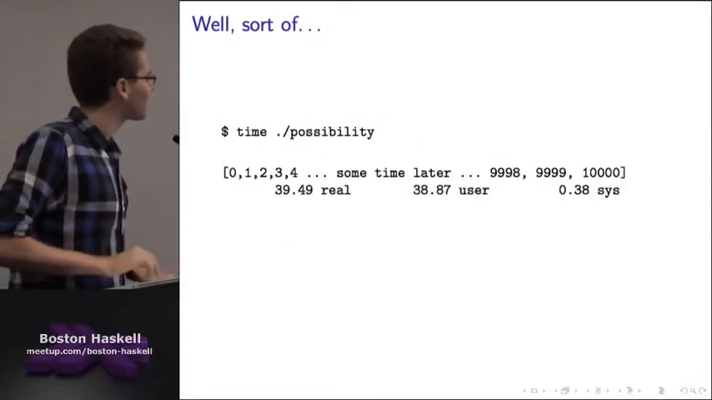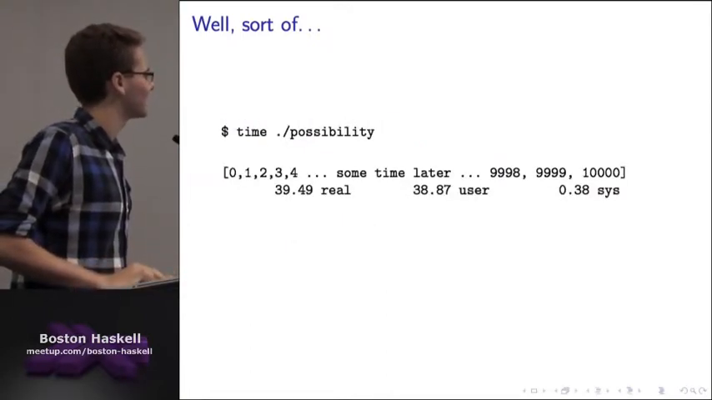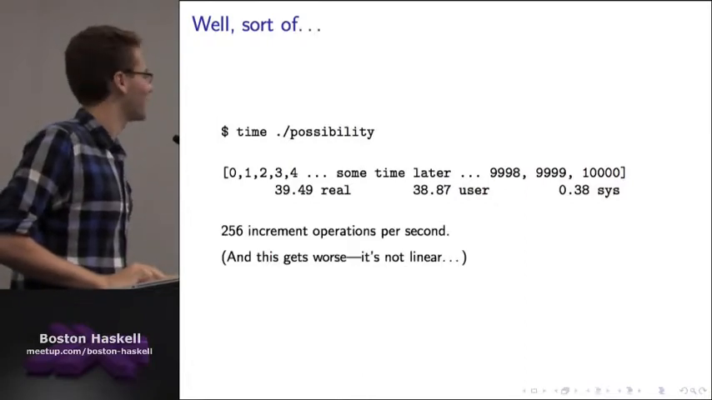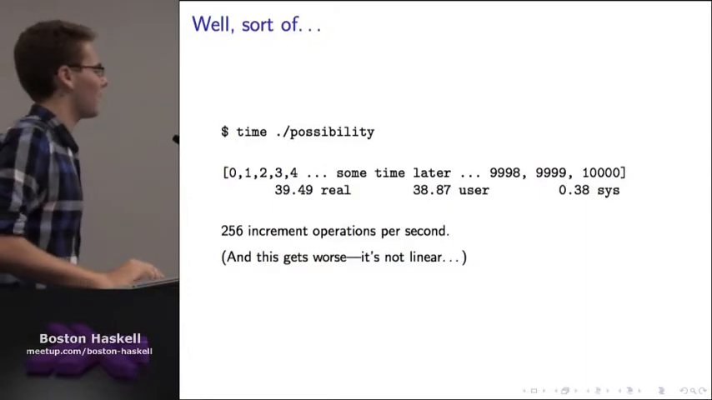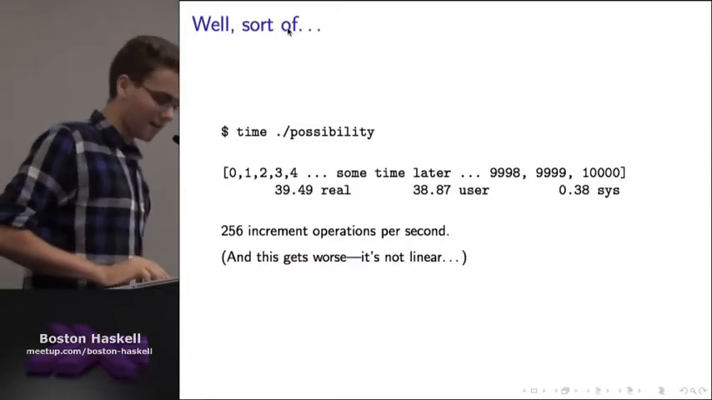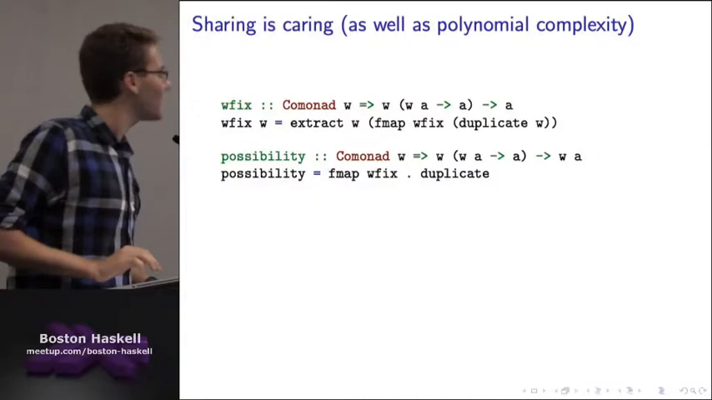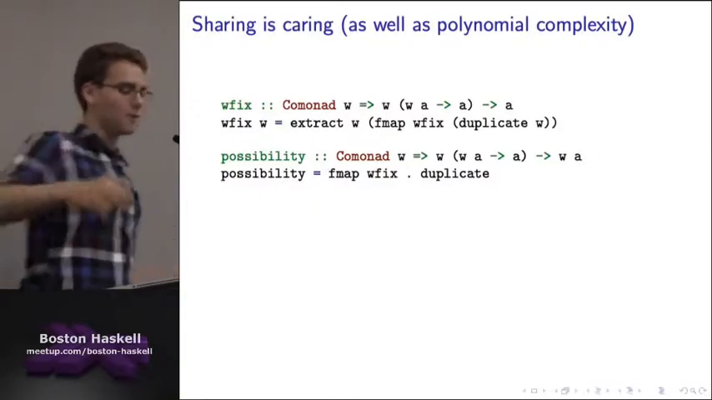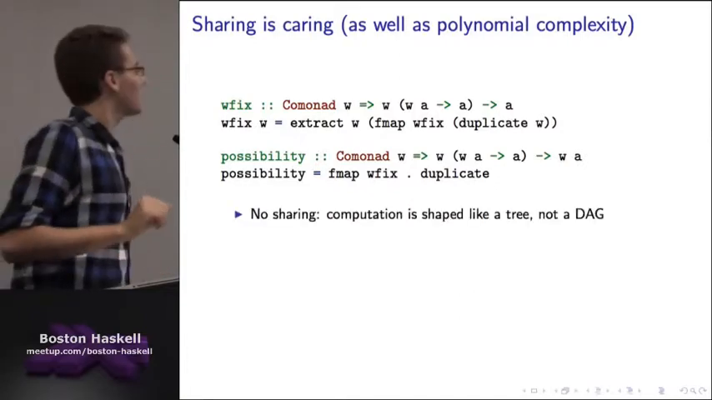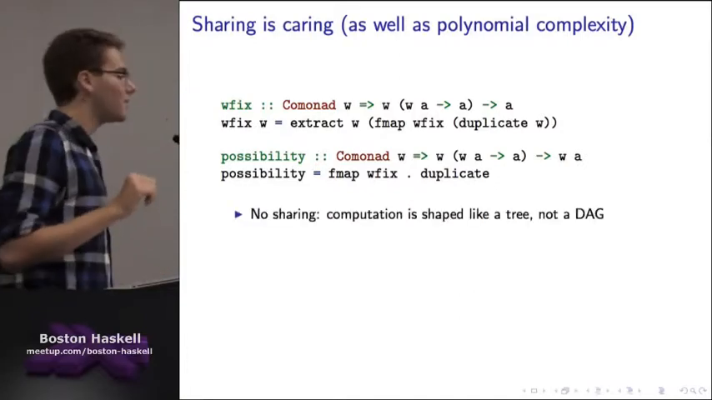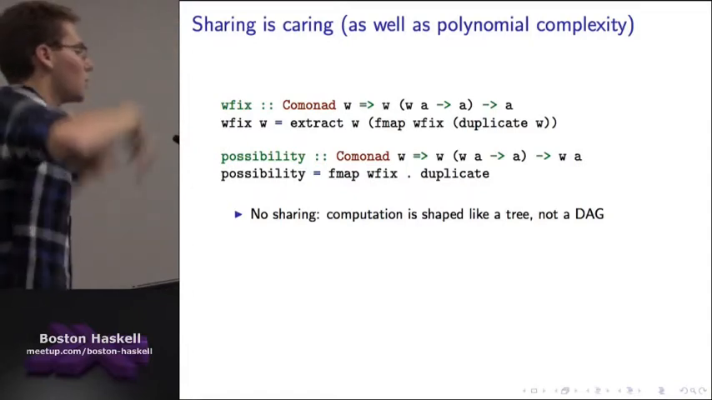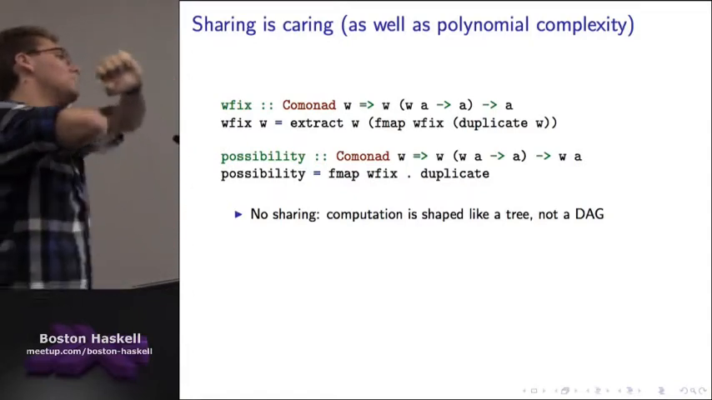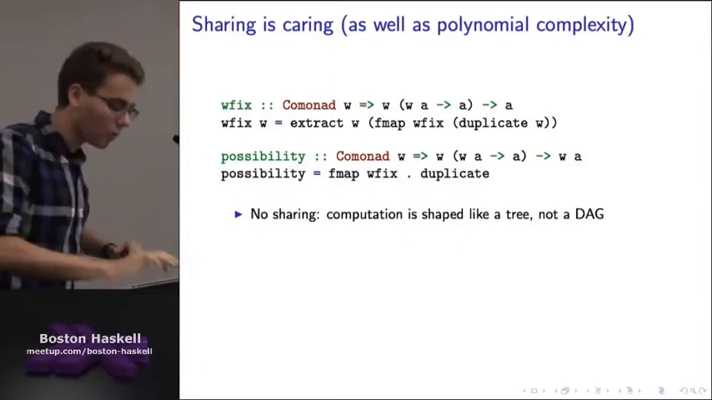So, it's not really my favorite sort of computation. It's probably quadratic, I think, which is not fun. So why is this happening? Well, if you look at the definition of wfix and the definition of our possibility, there's no sharing going on here. The computation is shaped like a tree. Even though we could share these possible results, every time we compute an element, we have to compute the whole rest of the computation all over again.